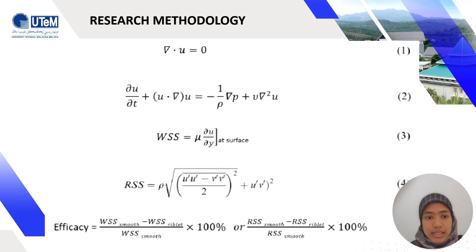The next is the Reynolds shear stress, which will be computed in equation 4. The Reynolds shear stress has been widely correlated to turbulence and platelet activation. It is a statistical quantity that measures the shear stress between fluid layers when fluid particles accelerate or decelerate while changing direction. And last but not least, the efficacy calculation comparing the smooth leaflet and riblet leaflet in equation 5.